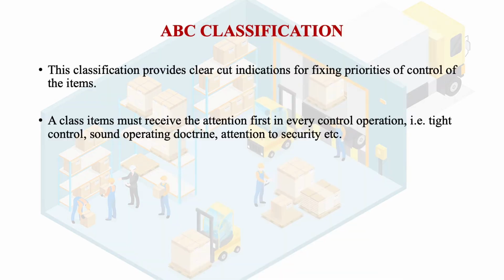How will we control? We have to give more attention to A class items and we have to keep a tight control. Attention to security, because they constitute a major portion of the total value. So we have to concentrate on A class inventory. All items, whether A class, B class, C class, are all important, but I only need to say that A class needs more attention.